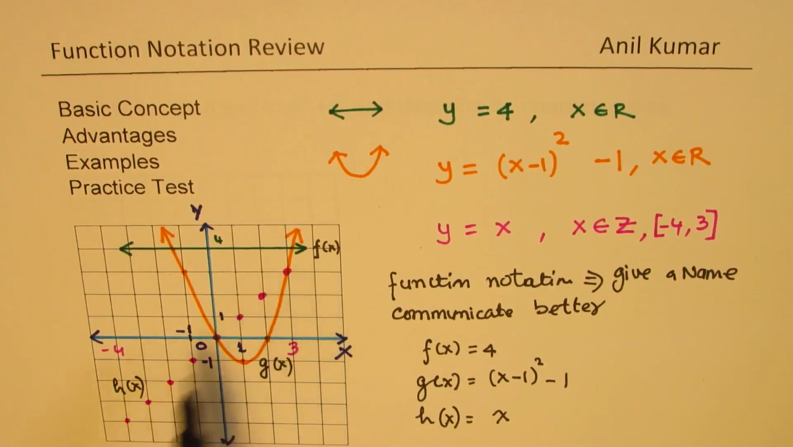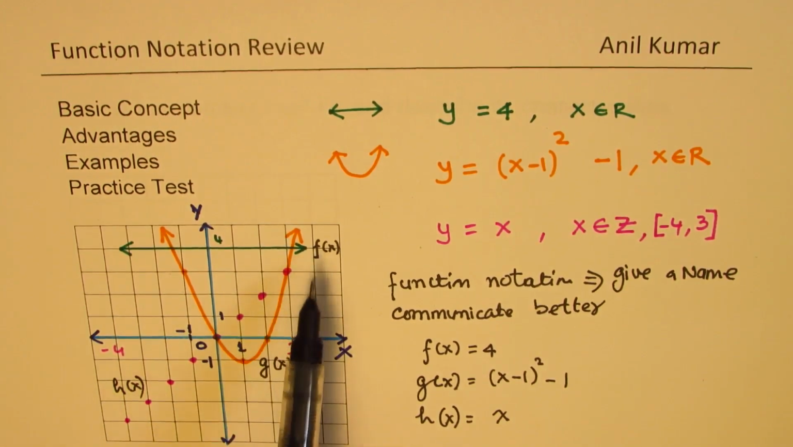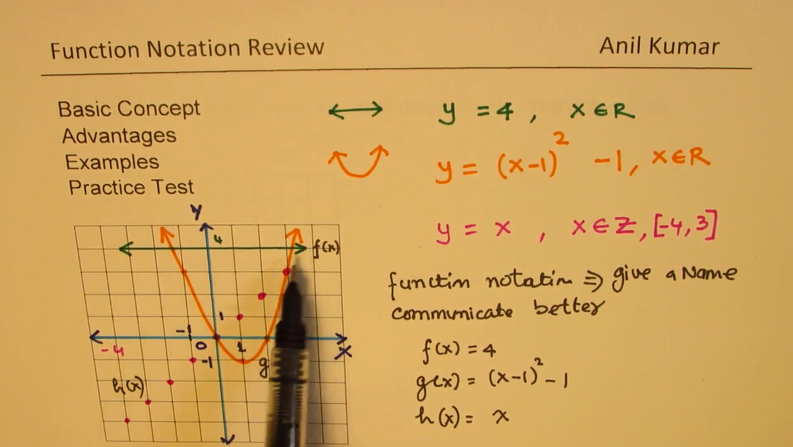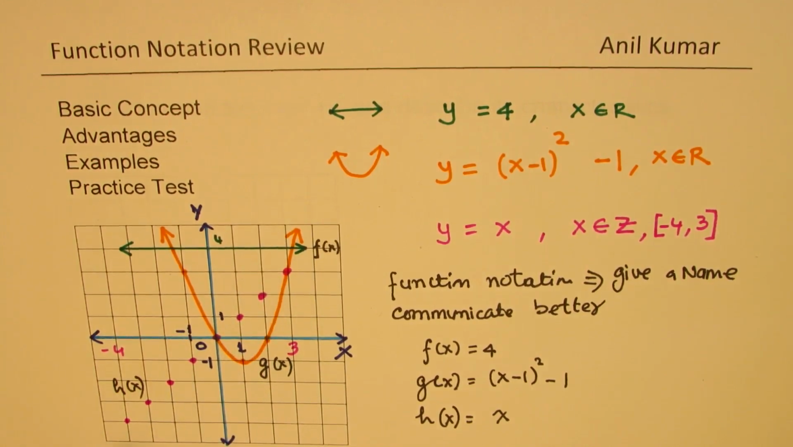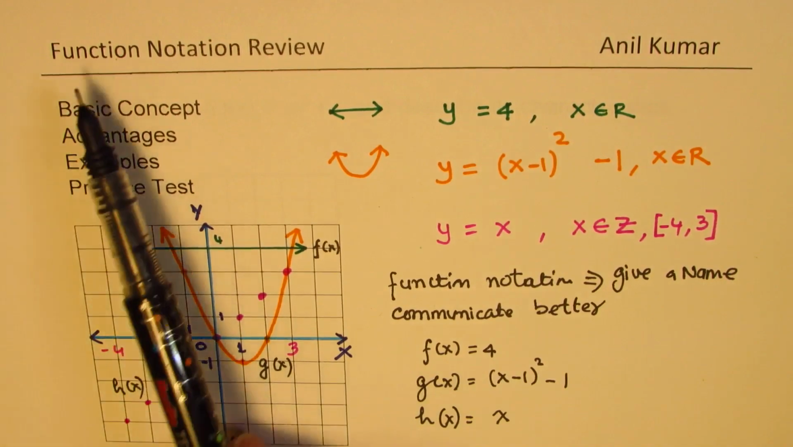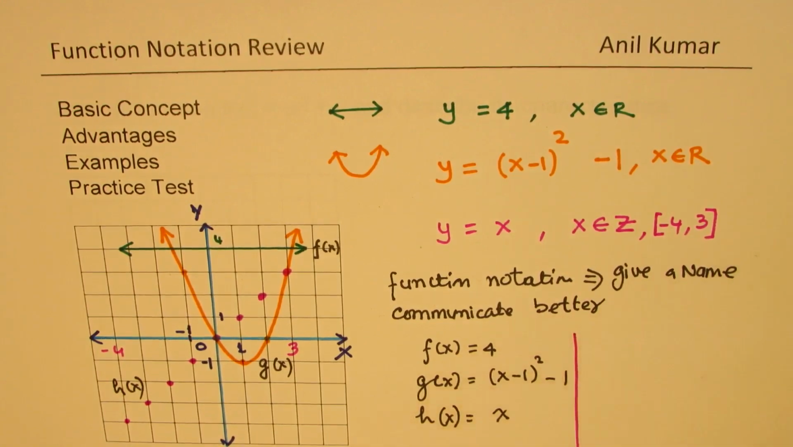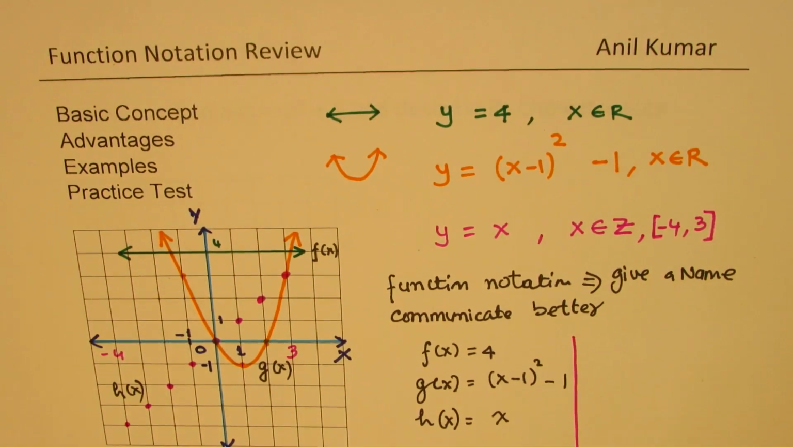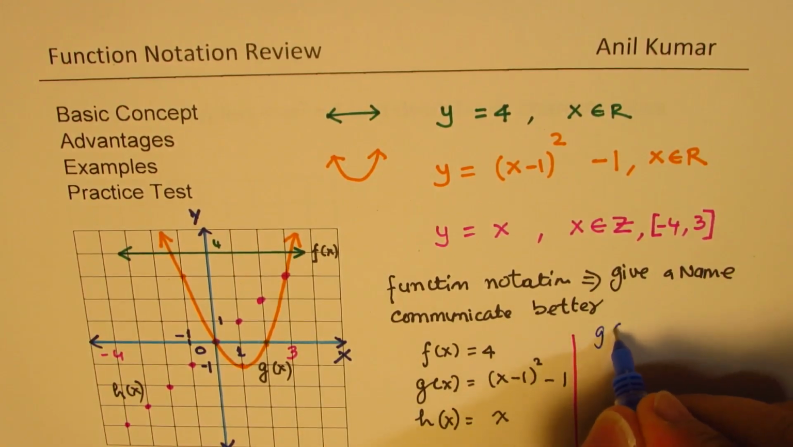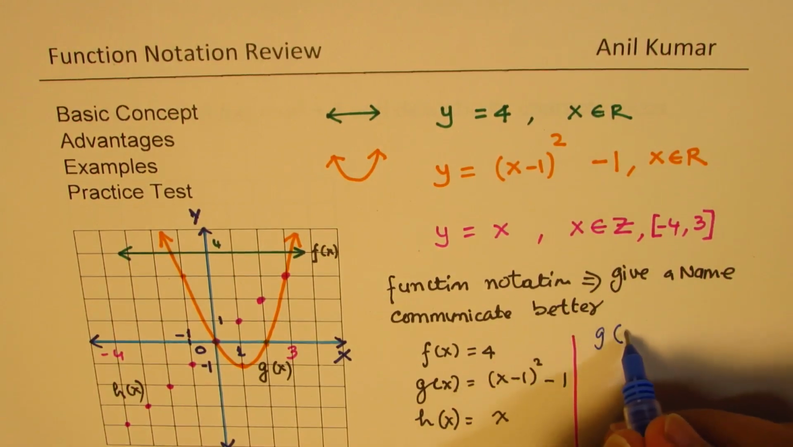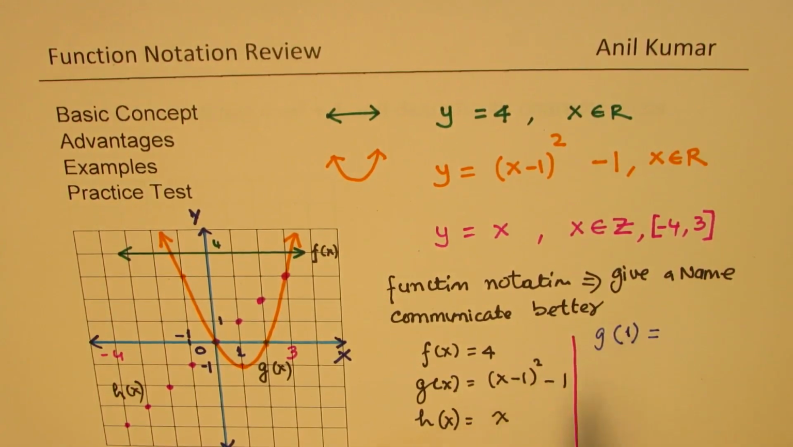Now you will notice that if I write f of x, g of x, and h of x, I'm very sure you will understand which particular graph we are referring to. Perfect. Not only that, with function notation, we have many other advantages. Another very important thing is we could actually work with these functions in a different way. We can say, what is the value of the function at a particular point? So if I write what is g of 1 equals to, that really means what is the value of function g at x equals to 1.